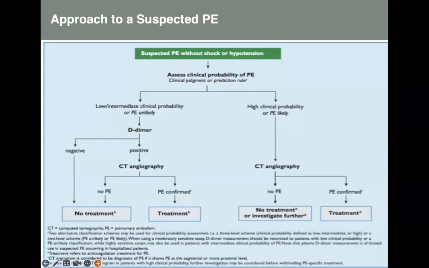But if you have assessed your clinical probability of having PE and your scoring system is high, then just go straight and do CT angiography. You don't have to go through the left panel where you start by doing D-dimers. So you just go straight to CT angiography. If it's negative, no treatment or any further investigations. If it's positive, then you continue with treatment. Next slide.